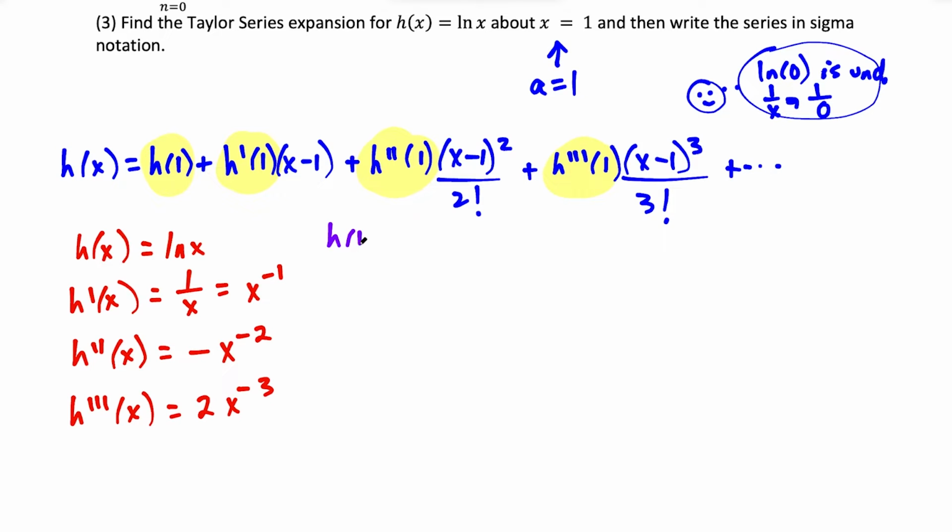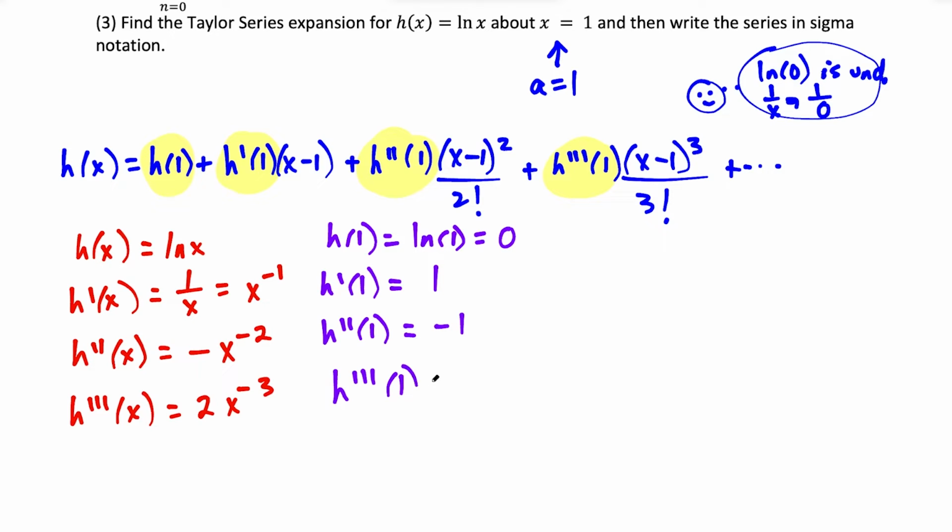So we'll have h of 1 is equal to natural log of 1, and that's equal to 0. And then h prime of 1, if we plug into our first derivative here, we're going to have 1 over 1, and that's equal to 1. And then h double prime of 1 is equal to minus 1 to the negative second, which is 1, but with the minus in front, this is going to make h double prime of 1 equal to -1. And then we have h triple prime of 1. This is equal to 2 times 1 to the negative third, and that's just going to be equal to 2. Because remember, 1 to any power is equal to 1. So we're just writing down the coefficient here.